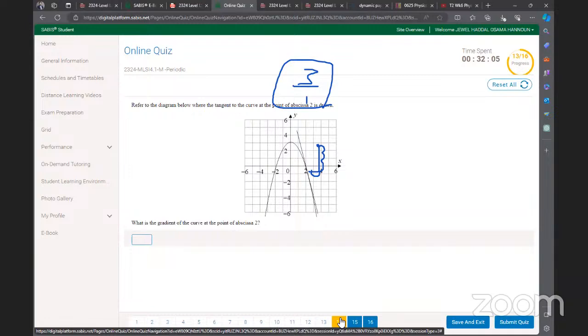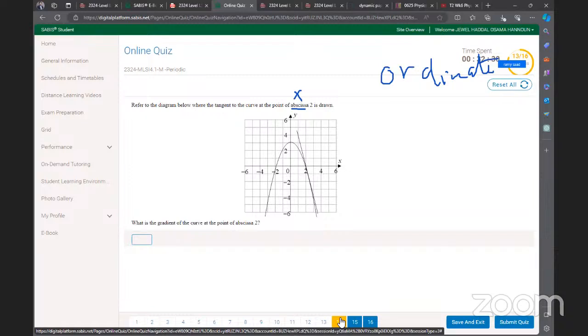Okay, what's next? So here, refer to the diagram below where the tangent... Okay, we have here a line tangent at abscissa, or x. By the way, the x coordinate is abscissa. The y coordinate we call ordinate. Okay, ordinate means y coordinate. So at x equal to what he needs. Okay, he needs, refer to the diagram below where the tangent to the curve. Okay, what is the gradient?